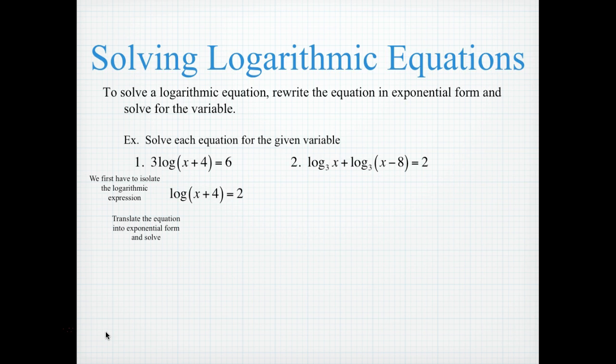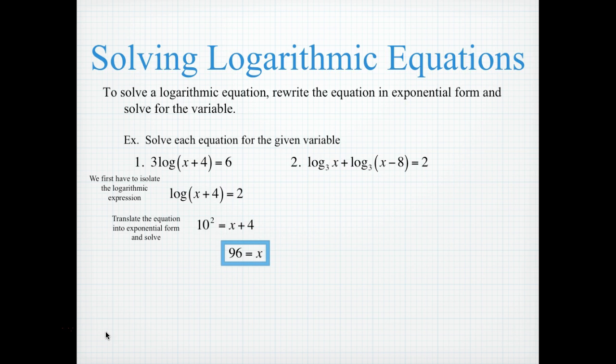So here we have a common log. Since there's no base expressed, we understand that that's base 10. So translating that into exponential form gives us 10 to the second power is equal to x plus 4. To solve for x, now we just subtract 4 from both sides. Since 10 to the second power is 100, when we subtract 4 from both sides, we get x equal to 96.